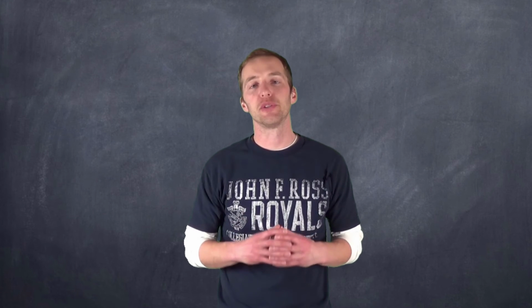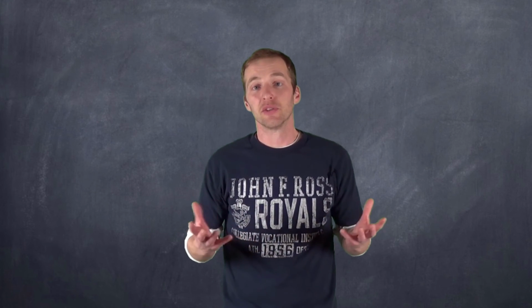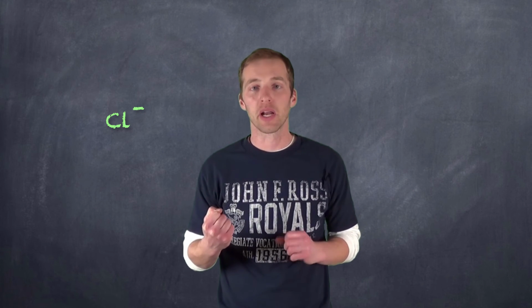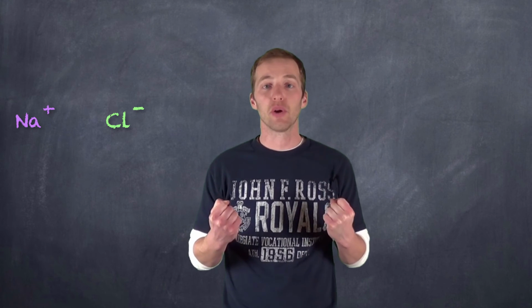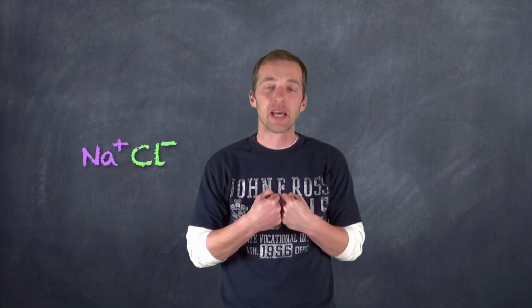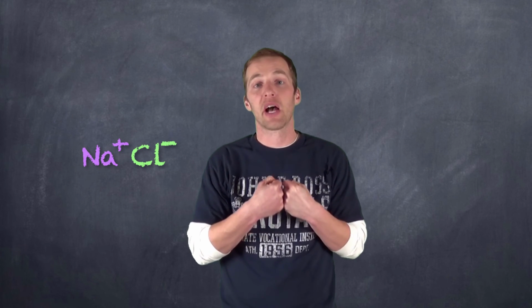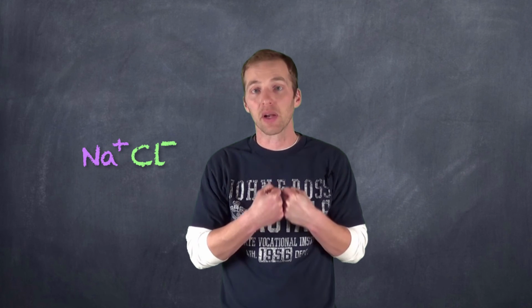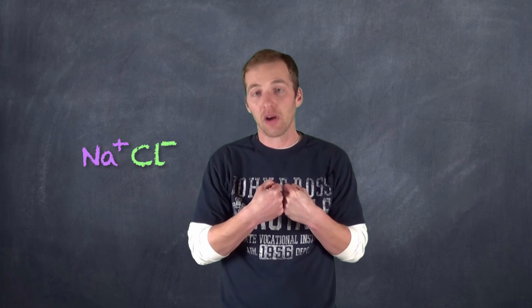Why can't we refer to sodium chloride as a molecule? Well, ultimately it has to do with the bonding that exists within that particular structure. Within sodium chloride, we have a chloride ion, a negatively charged chloride ion, and a positively charged sodium ion, and it's the opposite charges that create that attraction. And that attraction is what we refer to as an ionic bond. And ionic bonds form ionic compounds.